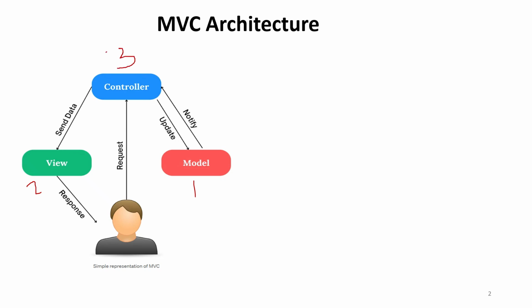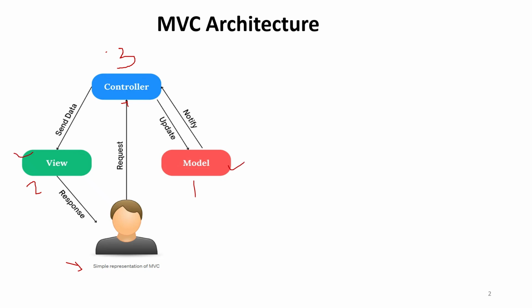is the controller. Here, whenever the user requests any data, any request to update or delete the data, any modification needed in the model, the first request will go to the controller. Then what is the role of the controller? It will just coordinate between the model and the view.